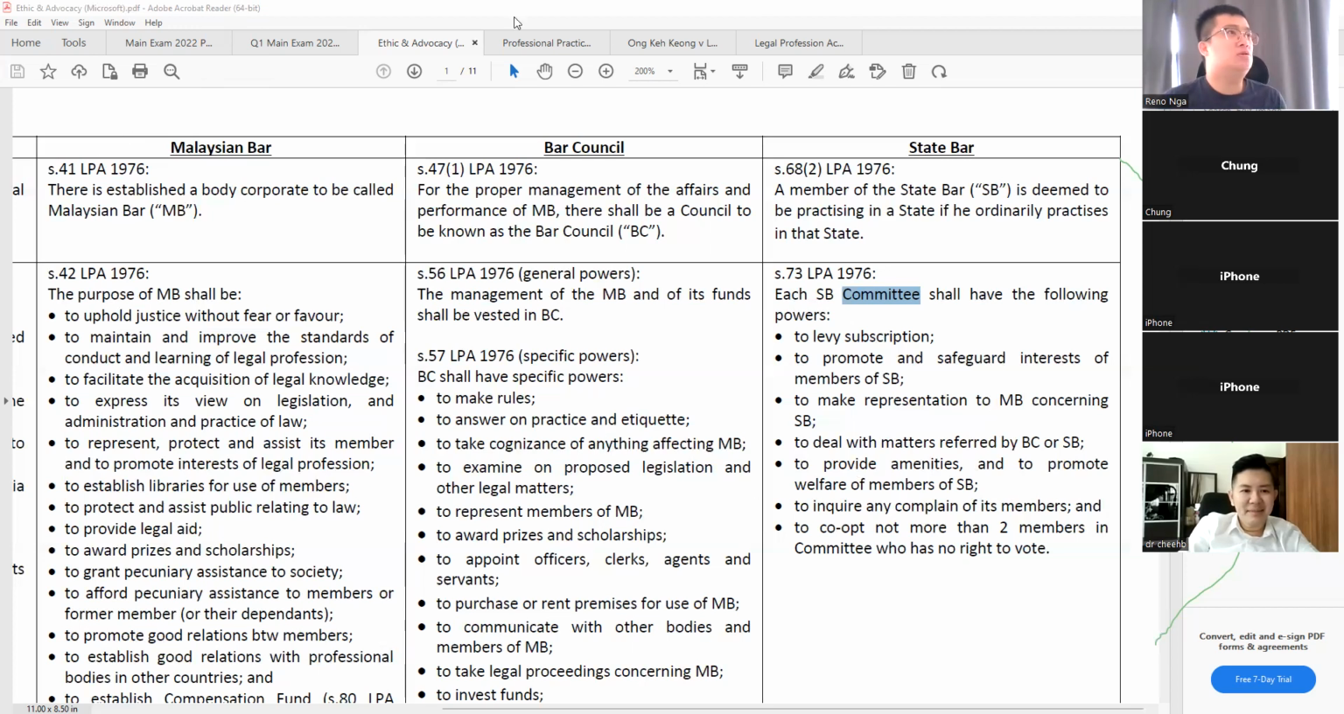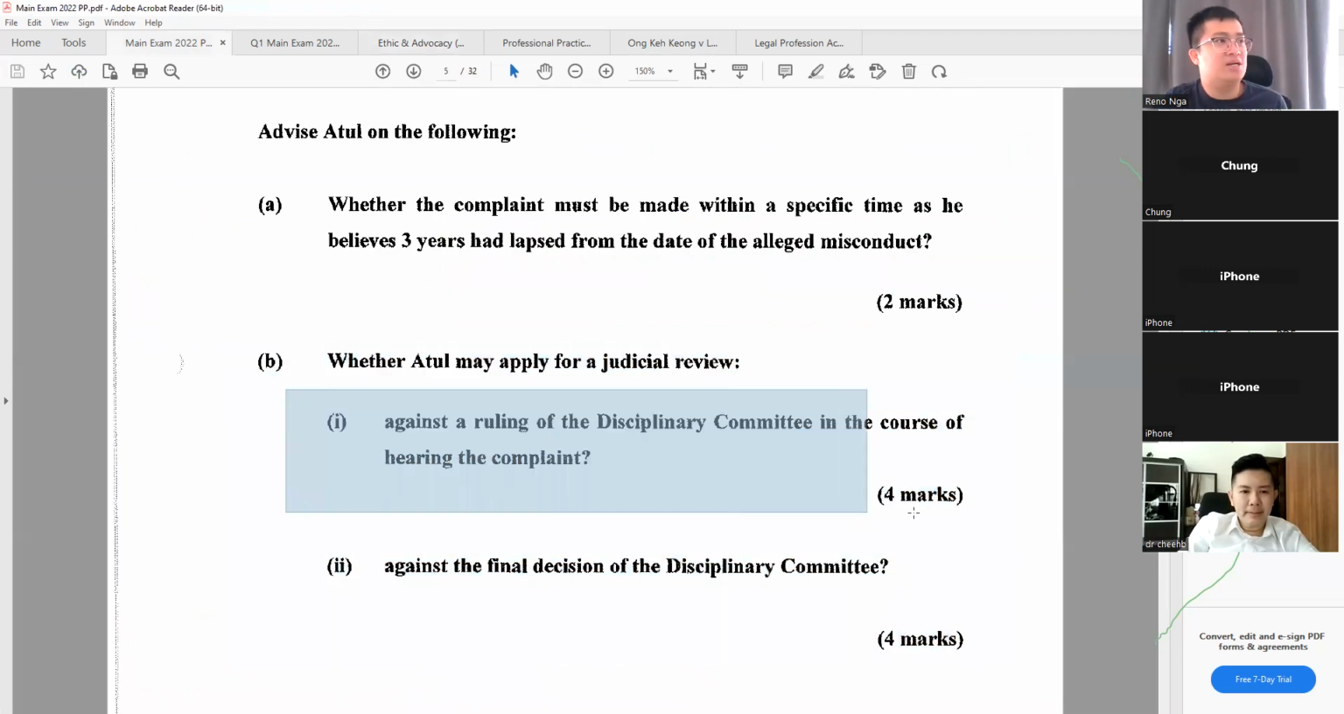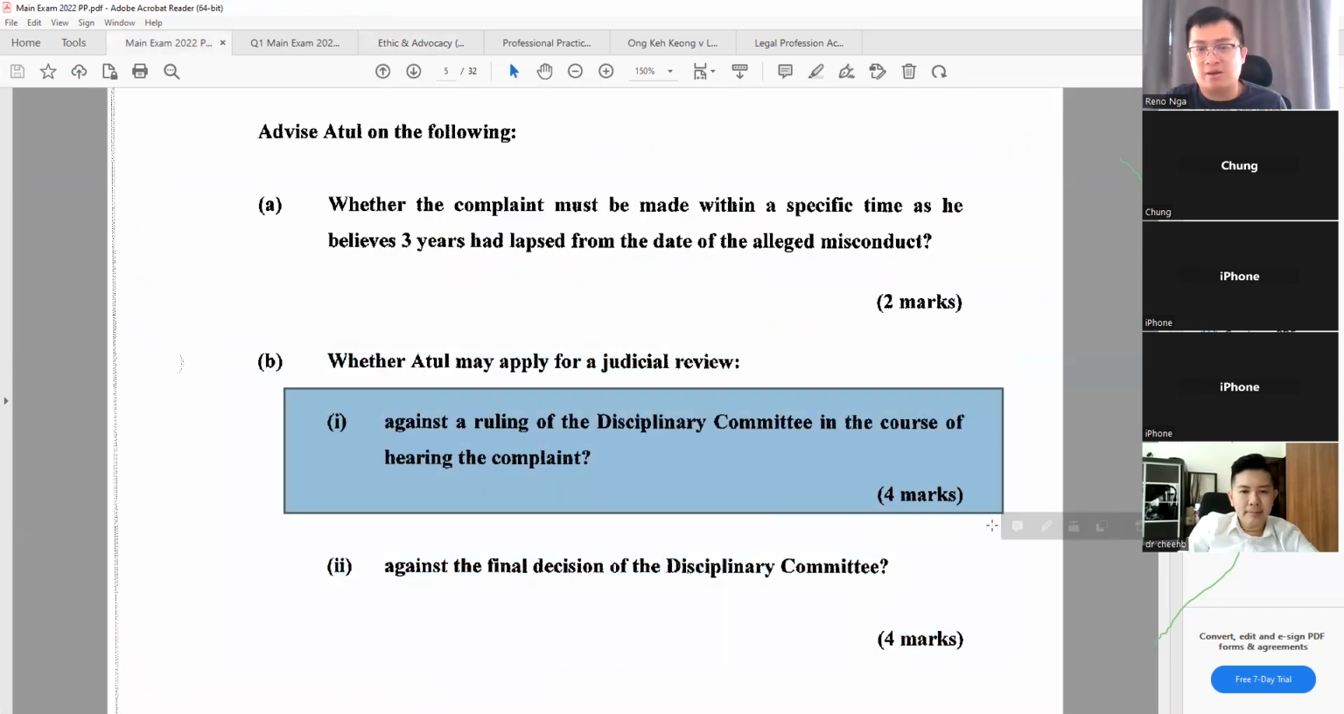Okay, so let us come back to these questions. Basically, if you want to go against DC in the course of the hearing, cannot. Why? Because DC is a person who does investigation only. You don't even have a final ruling yet. How can you file judicial review? And applying Ong Keng Kiong, the case just now, we will say it's premature because DC is not even DP yet.